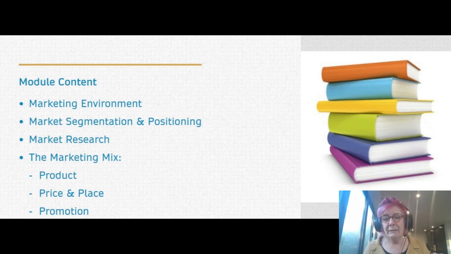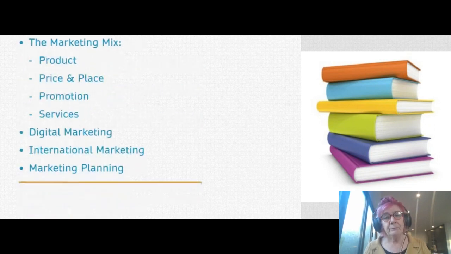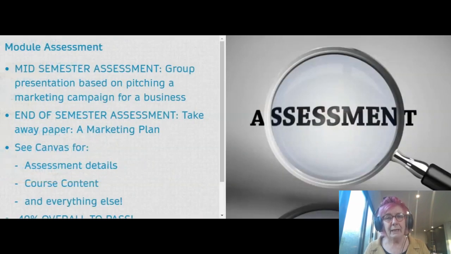And by that, I mean what kind of product it offers to its customers, what kind of price it sets for those products, where it sells those products, how it gets those products to customers, how it chooses to promote those products, and of course, services. Most of our businesses now are all about services, certainly in the UK. We're going to understand something about digital marketing, the role of international marketing, and market planning. So those are our topics.